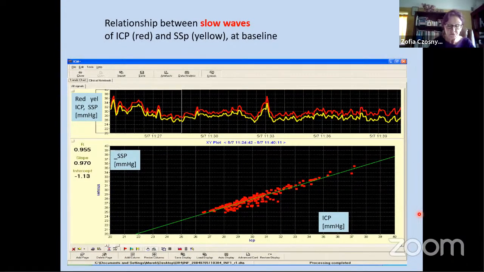First, we look into the relationship between the two pressures for an individual patient. Not only mean values of pressure were well synchronized, but also slow vasogenic waves, which are recorded here in both signals, were strongly correlated.